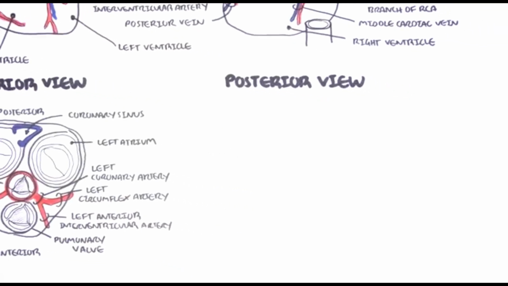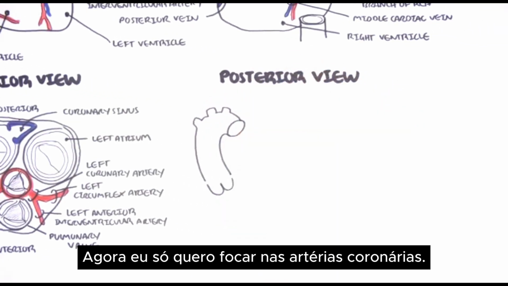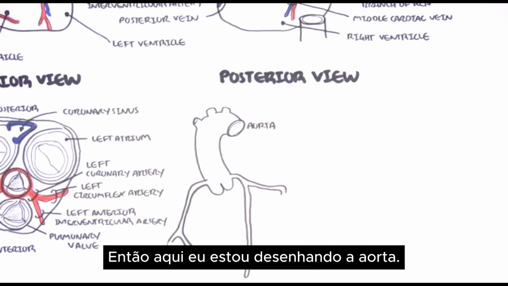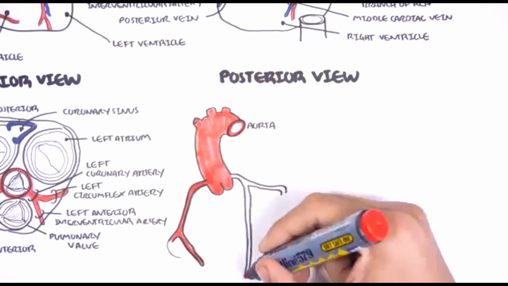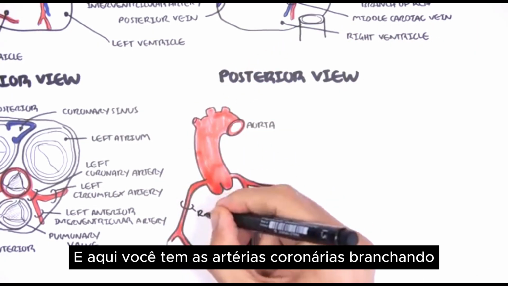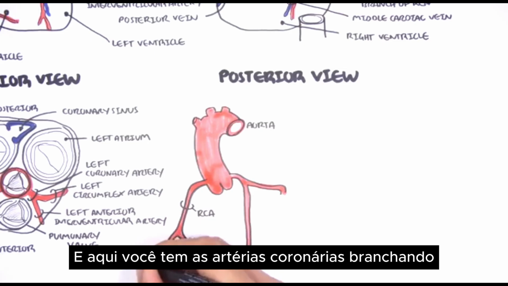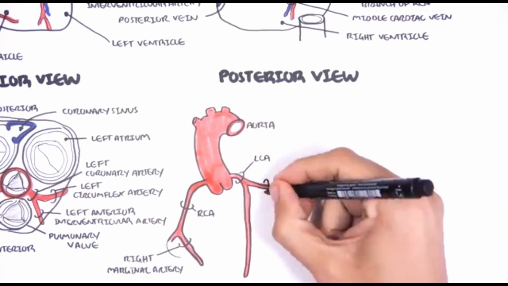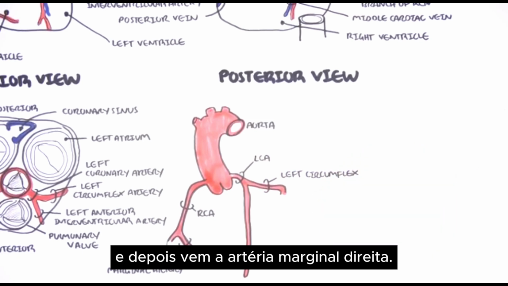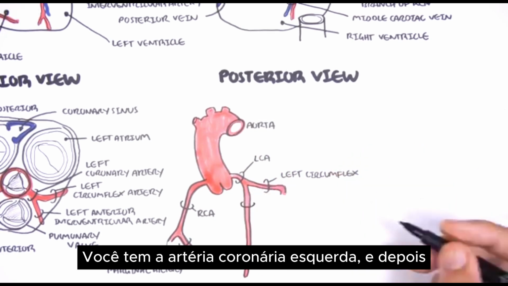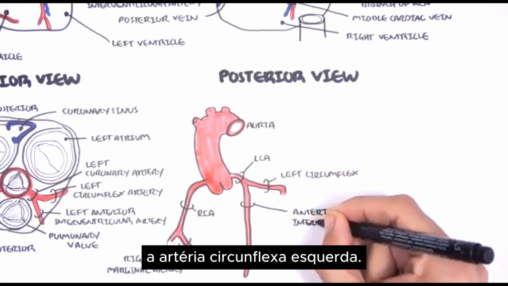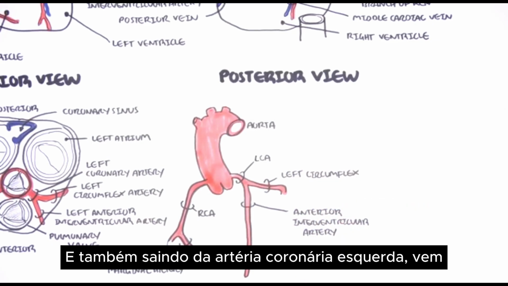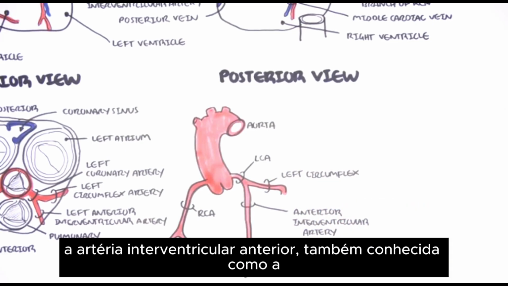I now want to focus only on the coronary arteries. So here I'm drawing the aorta, and here you have the coronary arteries branching off after the valve. You have your right coronary artery in the front, and then coming off it, the right marginal artery. You have your left coronary artery, and then your left circumflex artery. And also coming off the left coronary artery is your anterior interventricular artery, also known as your anterior descending artery.